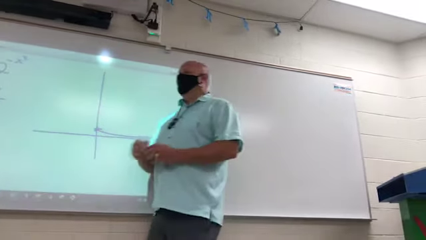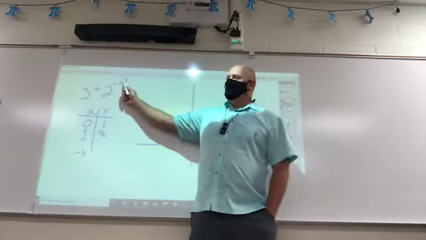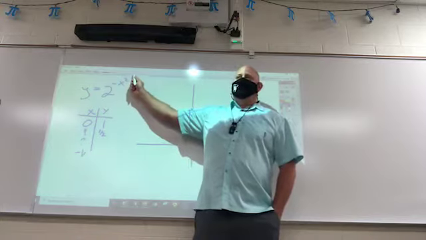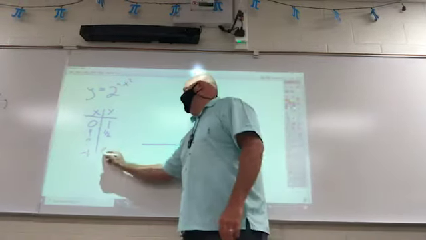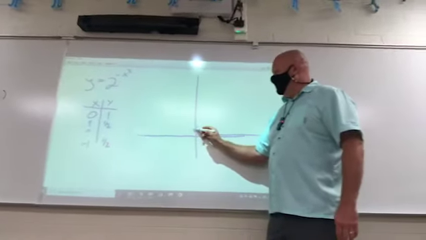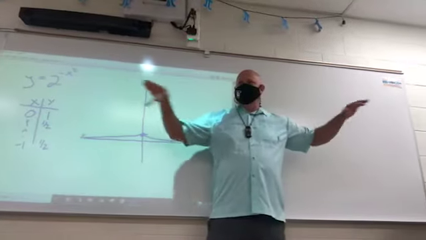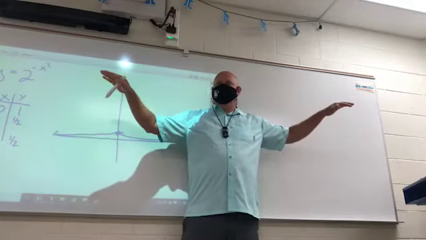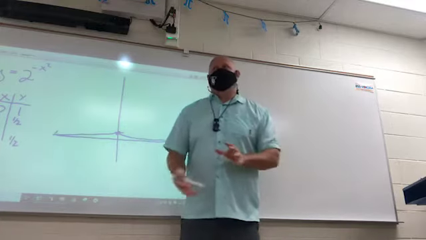But what's going to happen when I plug in a negative 1? That squared is going to do what? Make it positive again, but then the negative makes it negative again, so you're going to get right back to a half. So now you're going to end up having a double tail end. Does that kind of make sense? So these are some weird graphs.